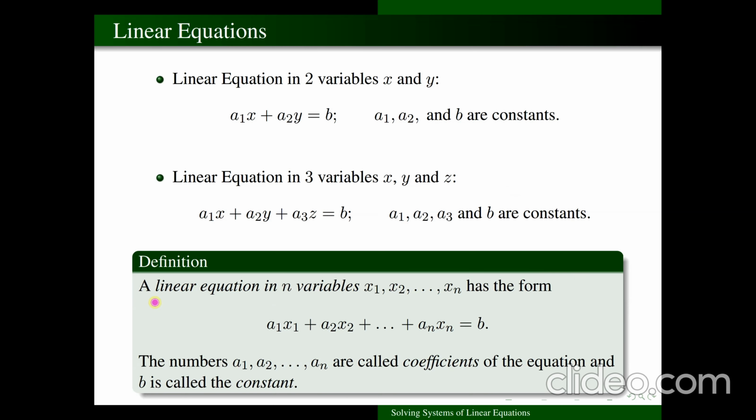In general, a linear equation in n variables, say x1, x2 up to xn, has the form shown below. Here, the numbers a1, a2 up to an are called the coefficients of the equation, while b is called the constant.